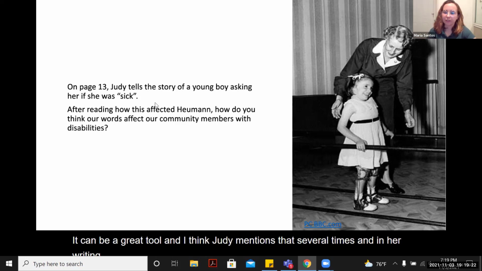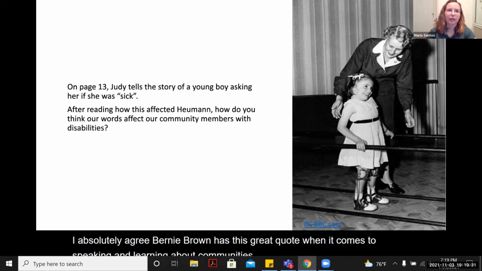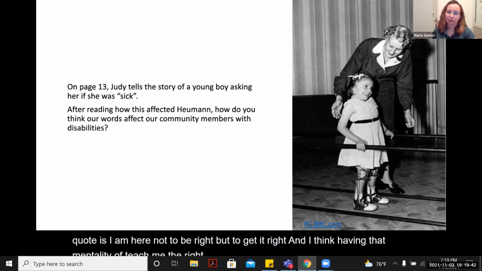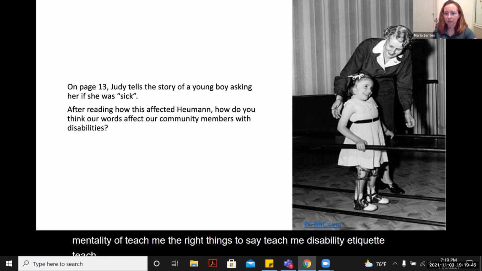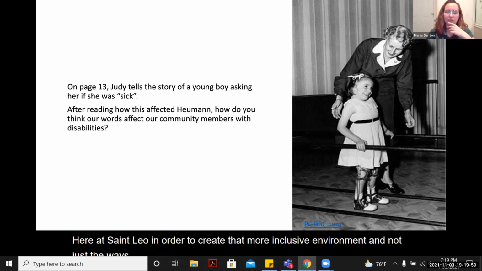Yeah, I absolutely agree. Brene Brown has this great quote when it comes to speaking and learning about communities that are different from her. The quote is, "I am here not to be right, but to get it right." And I think having that mentality of, teach me the right things to say, teach me disability etiquette, teach me disability culture, having that humble attitude is a great place for us to start, here at St. Leo, in order to create a more inclusive environment in not just the ways that we speak, but the ways that we're having conversations about accessibility on our campus in general.